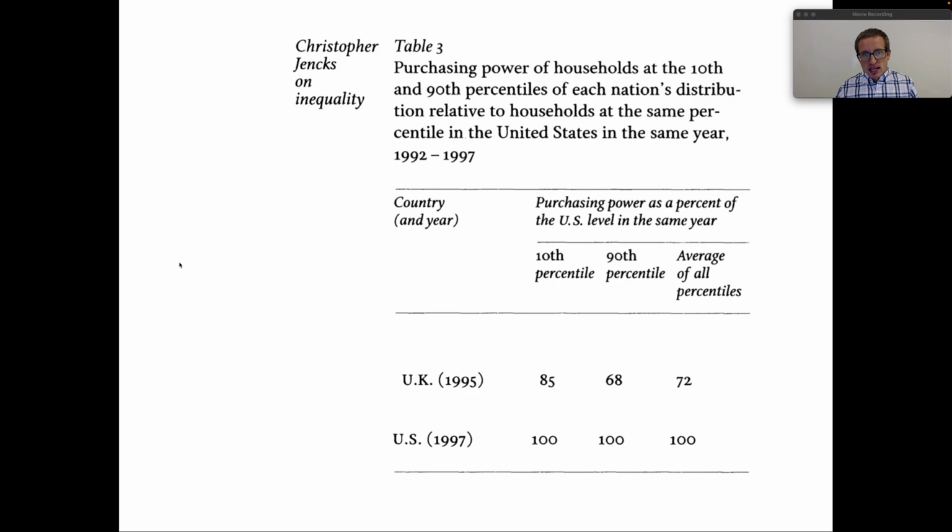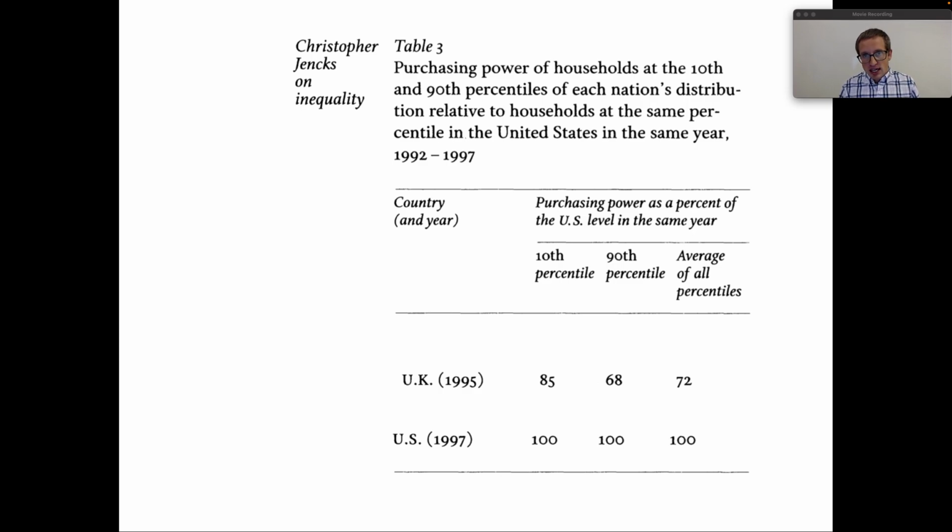I want to begin with Table 3 from the Jencks paper. In this table, we can see evidence about the purchasing power of people at various positions in the income distribution. I've highlighted just a few countries from the table. So first, let's compare the UK and the US. This number at the left here is a number for someone at the 10th percentile of the income distribution. So we're going to think about a person in the UK for whom 10% of the population has a lower income, and a person in the US for whom 10% of the population has a lower income.